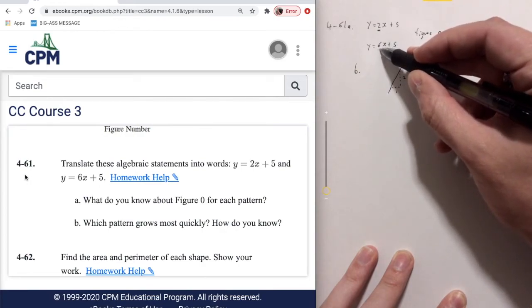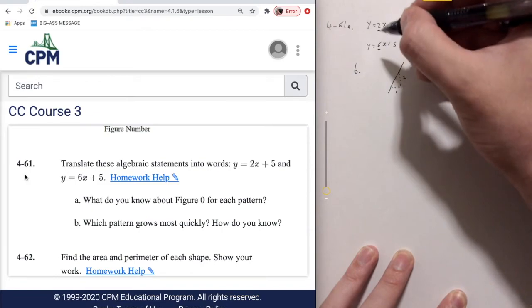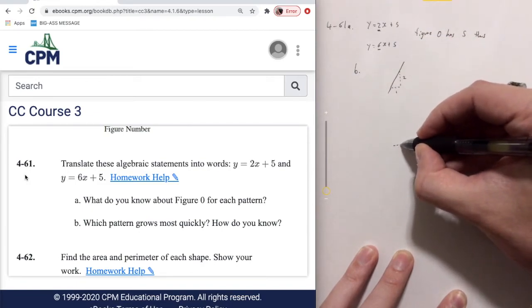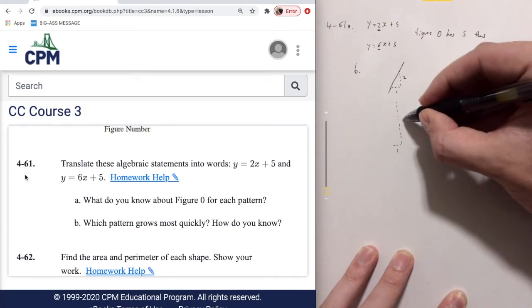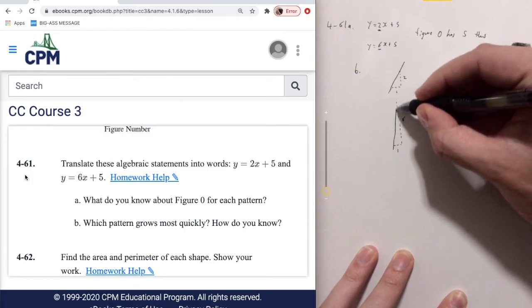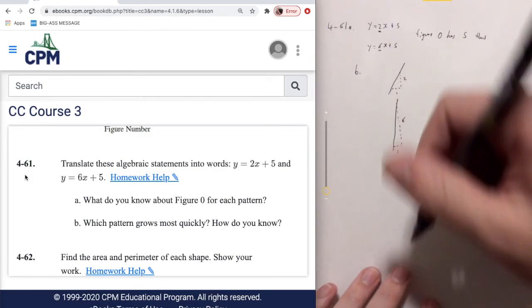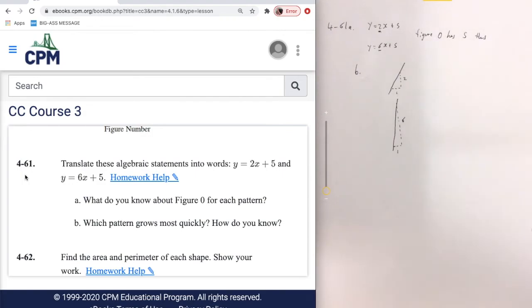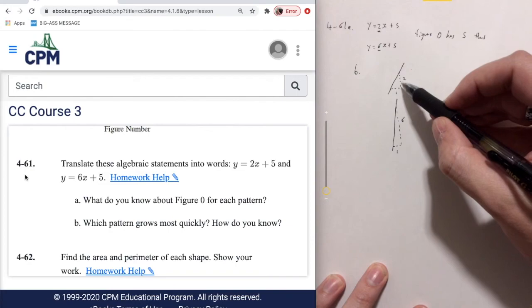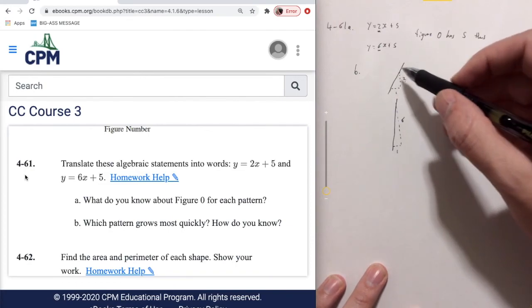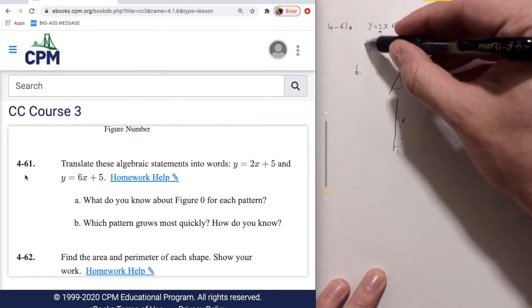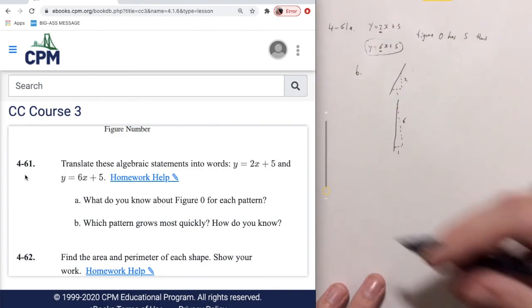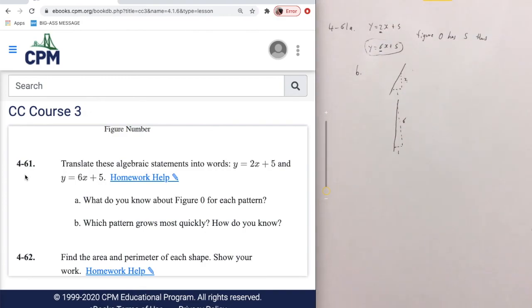For this one, the coefficient of x is going to be 6. So for every 1 we go across on the x, we're going to be going up quite a bit, like 6 on the y. So the graph will be about that steep. If we think about it as a pattern, we're going to be adding 2 tiles each time for each figure number. This one we're going to be adding 6 tiles each time. So we know that this pattern right here is going to be the one that grows quicker, because looking at the number in front of x tells us how many tiles are added each time.